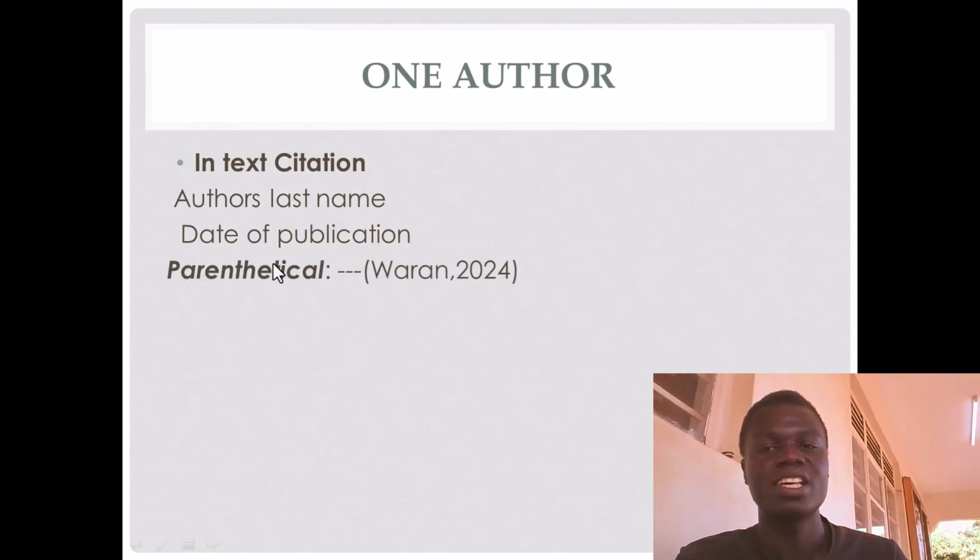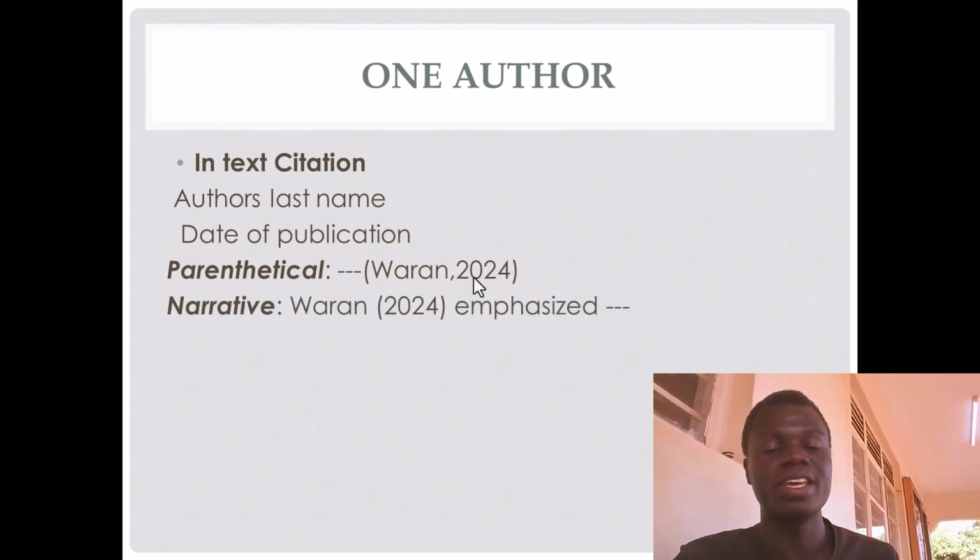In parenthetical, I mean when you are putting it after the text. When you write your text, you put the author's name after the text, and this is how it looks. You put all of it in brackets: the author's last name, separated by a comma, and then the year of publication. Okay, let us look at narrative.